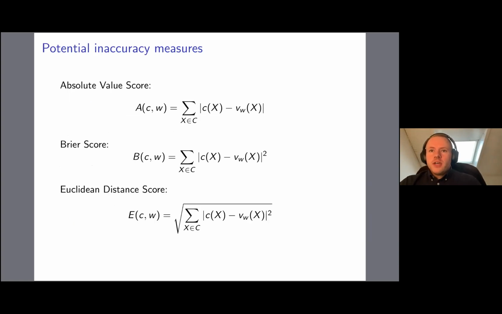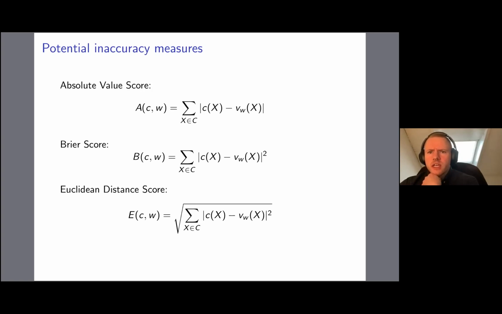Now here are three potential measures of distance to truth that all comply with this idea of truth directedness. First, we have the absolute value score, which for each proposition takes the absolute difference between your credence and the true credence and sums up these differences. Very natural, very straightforward. The Brier score does exactly the same thing, only that it squares the differences before summing them up. And the Euclidean distance score again does the same as the Brier score, only that it takes the square root after summing up. Three very straightforward measures.